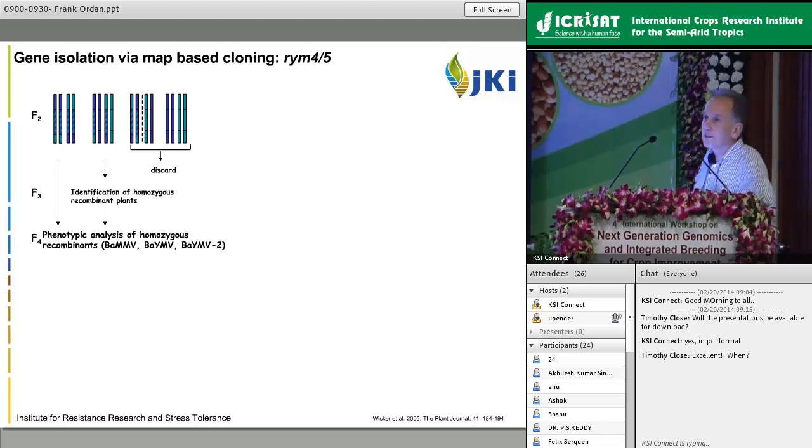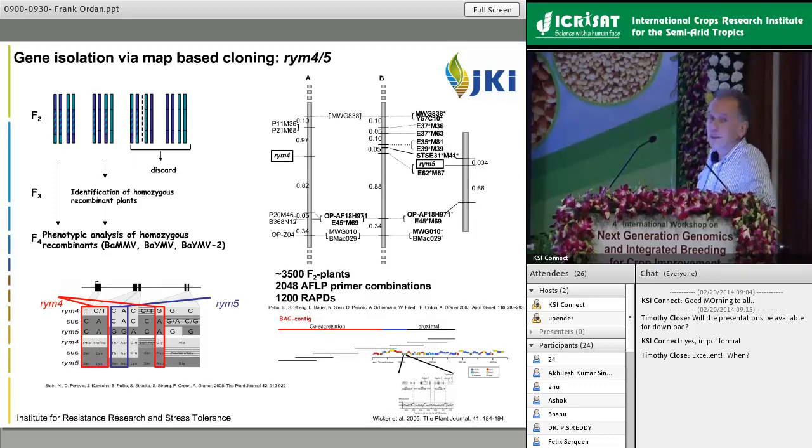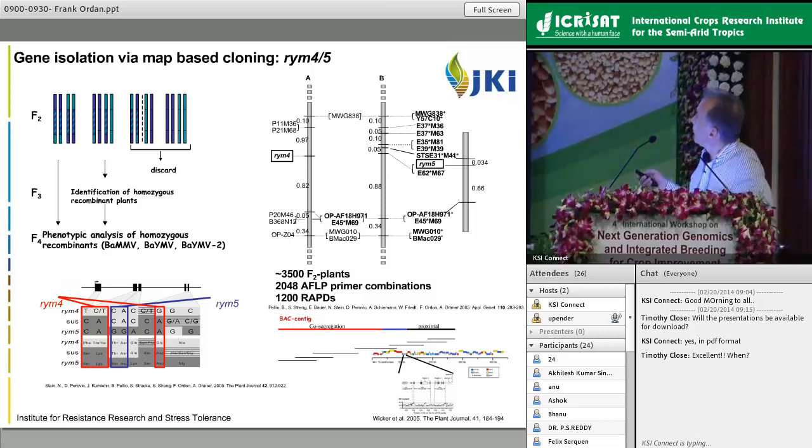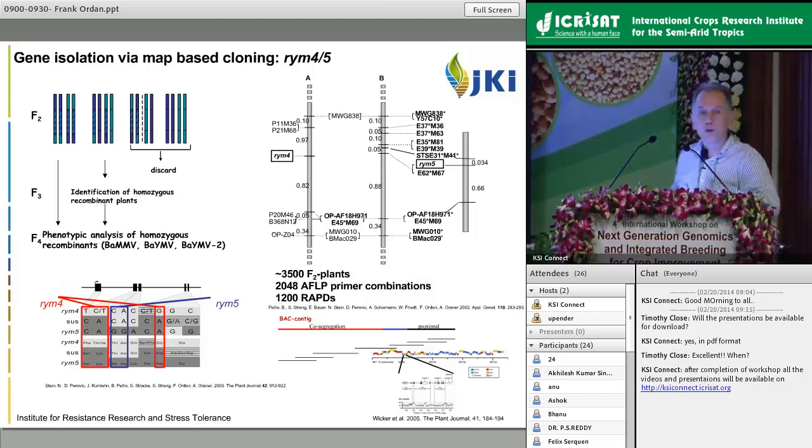And in the end, we succeeded in isolating the RYM4/RYM5 locus 12 years later, which means in 2005. One reason for this is that marker saturation at that time was just trial and error. For example, for marker saturation of this area, we analyzed around 2,048 AFLP primer combinations and 1,200 RAPDs.